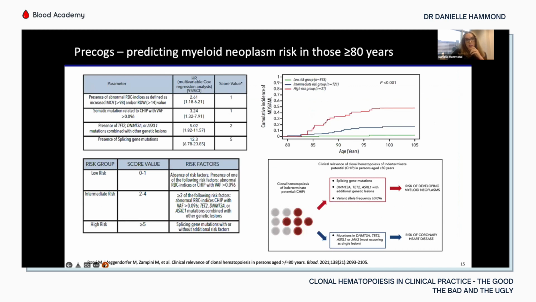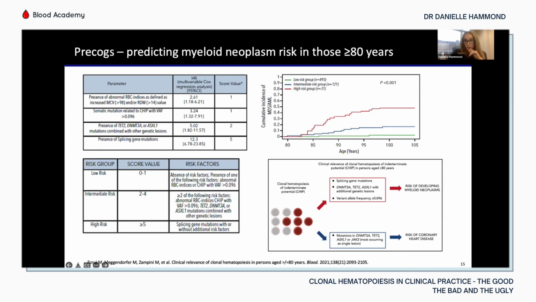And so this is a risk prediction model that was built by an Italian group looking at predicting myeloid neoplasm risk in patients with clonal hematopoiesis over the age of 80 years. In this study, they actually used a VAF cutoff of 1 and not 2%. About a third of their patients over the age of 80 actually had clonal hematopoiesis with this 1% VAF cutoff. And a bit similar to the IPSS risk score, they were able to build risk prediction groups at low, intermediate, and high risk of subsequent myeloid neoplasm based on this model.